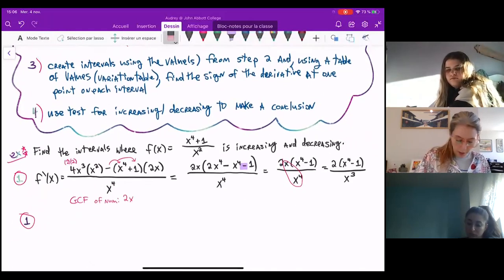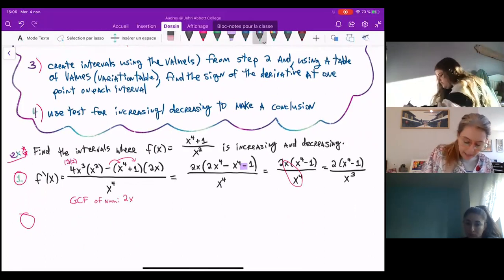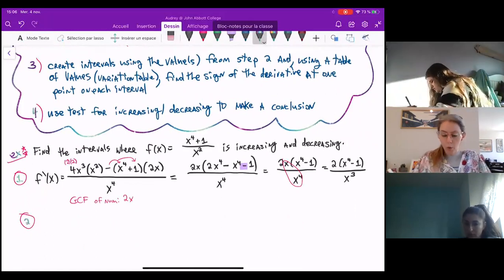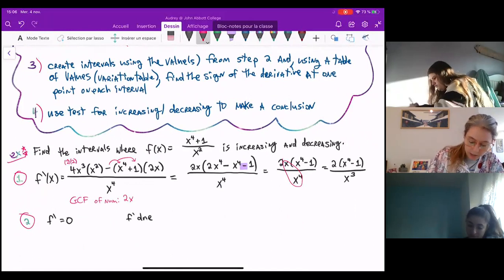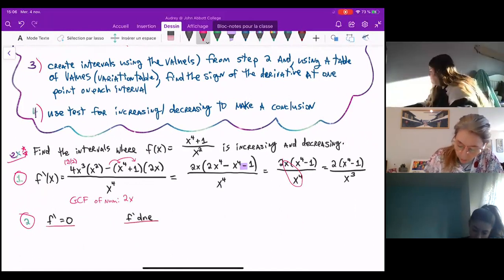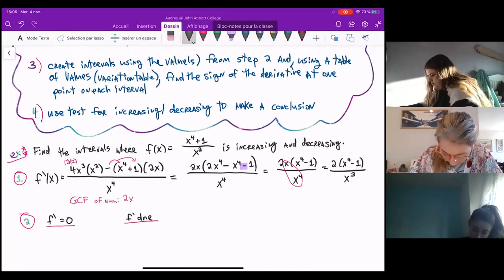I wrote a 1 in there, that should be a 2. And so to find these critical values, we know that they occur in 2 different places. The first is when f prime is equal to 0, and the second is when f prime does not exist. So I need to find where both of these things are happening.